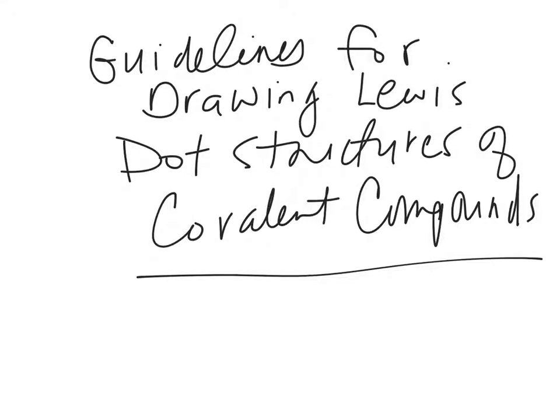Okay, in this lecture video, we're going to go through the guidelines for drawing Lewis dot structures of molecules or compounds that have covalent bonds. So there's also a handout available on the Unit 1 module of the Canvas page that will take you through this as well. The example that we're going to use is ammonia, which is the chemical formula NH3.